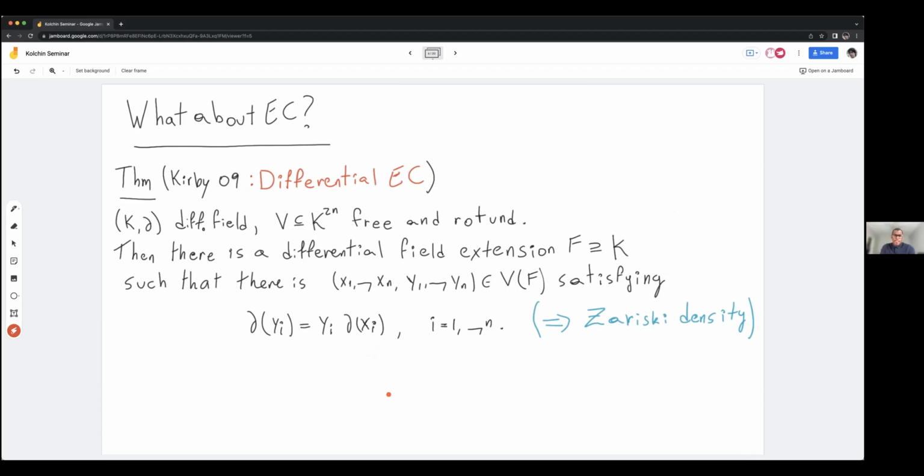And here it's because you're taking the field extension F, right? Because if you were working with the exponential derivations, you still have to take this differential field extension, and you can't. Yeah, exactly. Thank you. So okay, this is like another theorem that would make us believe perhaps that this Silber's conjecture is true. That yeah, freeness and rotundity should be enough.